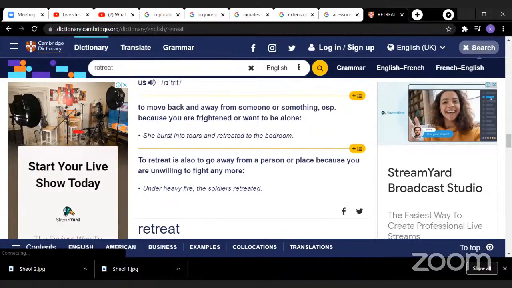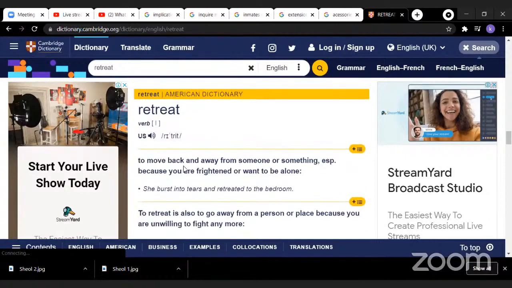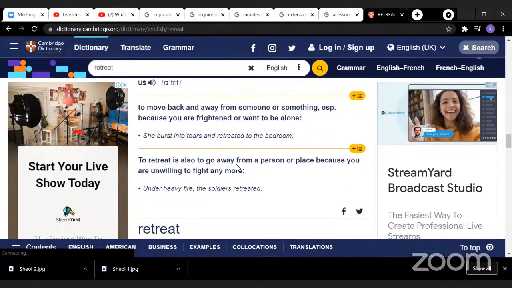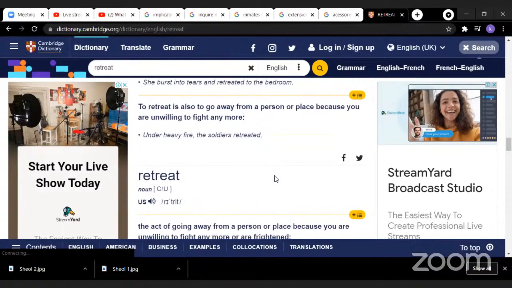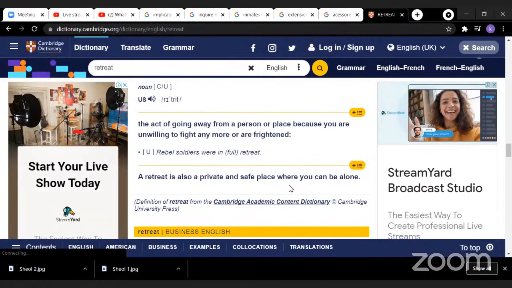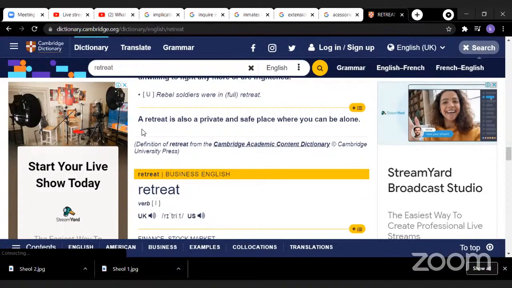Okay, retreat as a verb, to move back and away from someone or something, especially because you are frightened or want to be alone. To retreat, also to go away from a person or place because you are unwilling to fight anymore. Okay, the act of going away from a person or place because you are unwilling or frightened. Okay, and then finally, a retreat is also a private and safe place where you can be alone. Okay, so this would not go with what the author is saying, right?